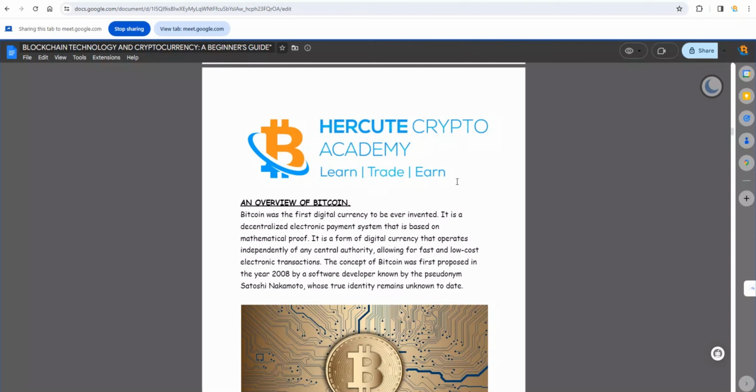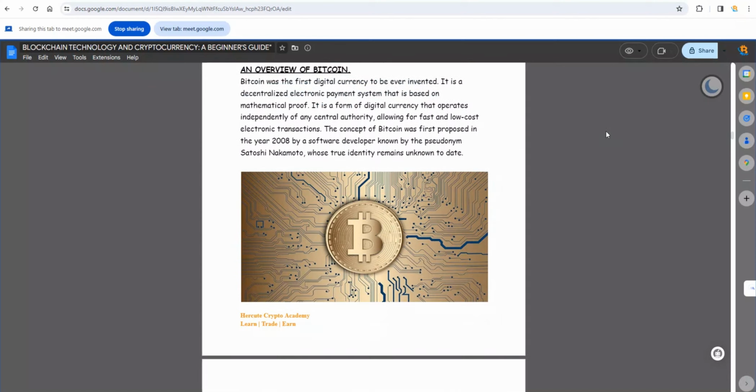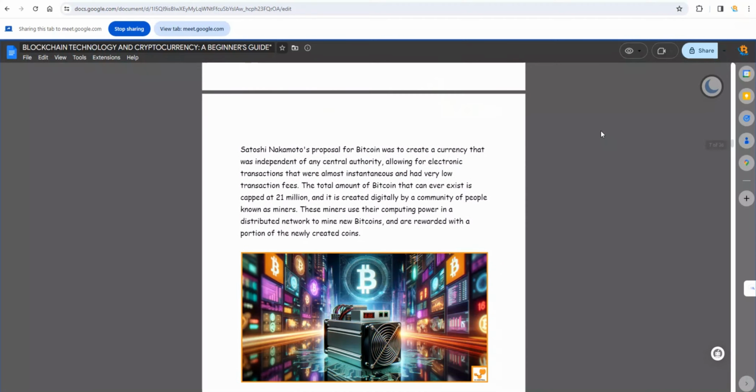Yes. Okay, good. So we've said the concept of Bitcoin was first proposed in the year 2008 by a software developer known by the pseudonym Satoshi Nakamoto. And we've said a pseudonym is a name that hides the identity of the true owner or the true inventor of Bitcoin. And we've said his true identity remains unknown to date. So Satoshi Nakamoto's proposal for Bitcoin was to create a currency that was independent of any central authority, allowing electronic transactions that were almost instantaneous and had very low transaction fees.